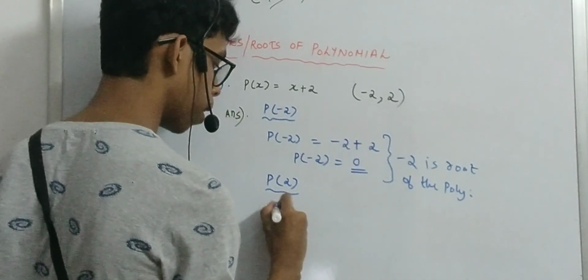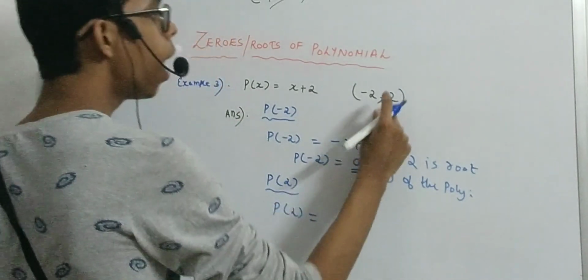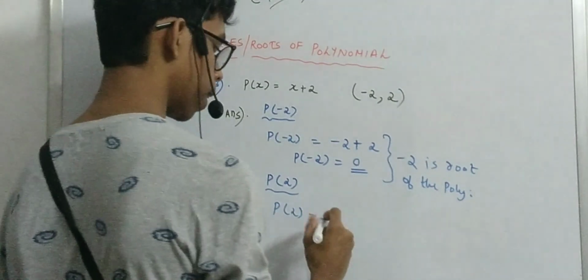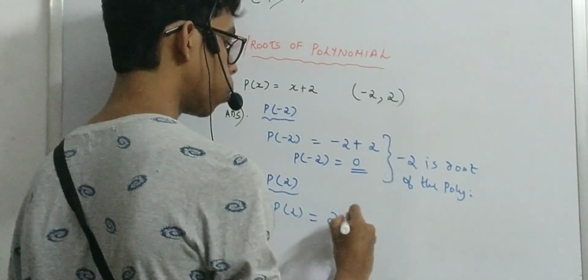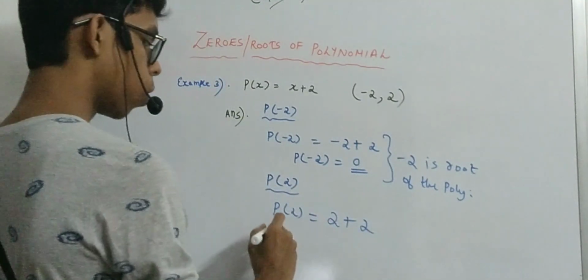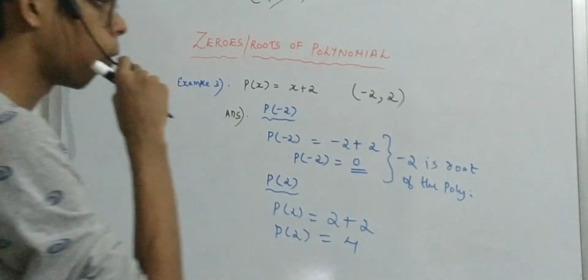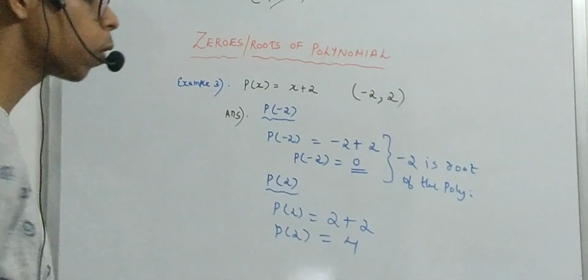So when I say p of 2 is equal to, I have to substitute this value of 2 for this x over here. So I will get 2 plus 2. So we got p of 2 is equal to 2 plus 2, which is 4. Okay, we got p of 2 is equal to 4.